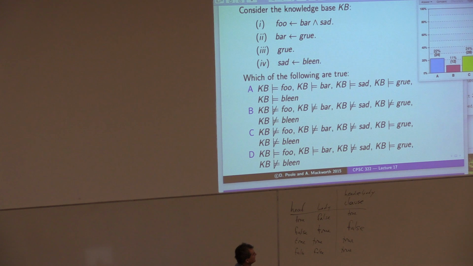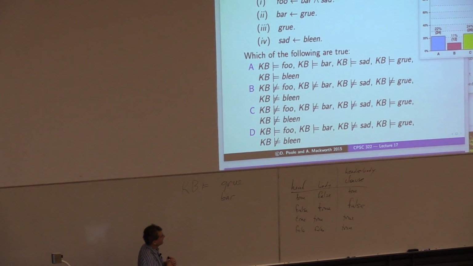So let's go through this. What logically follows from this? What's the first thing that logically follows? This KB entails what? Tell me something that we know that logically follows from this. What's true in all models? Foo, right? What else is true in all the models? Bar, right? Bar must be true in all the models. What else must be true in all the models?